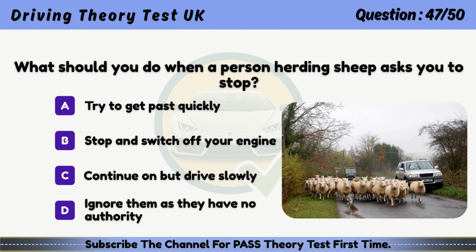Question 47. What should you do when a person herding sheep asks you to stop? Option A. Try to get past quickly. B. Stop and switch off your engine. C. Continue on but drive slowly. D. Ignore them as they have no authority.